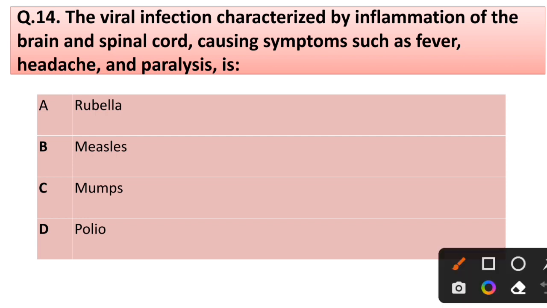Question number 40. The viral infection characterized by inflammation of the brain and spinal cord causing symptoms such as fever, headache and paralysis is rubella, measles, mumps, polio. Correct answer is option D, polio.